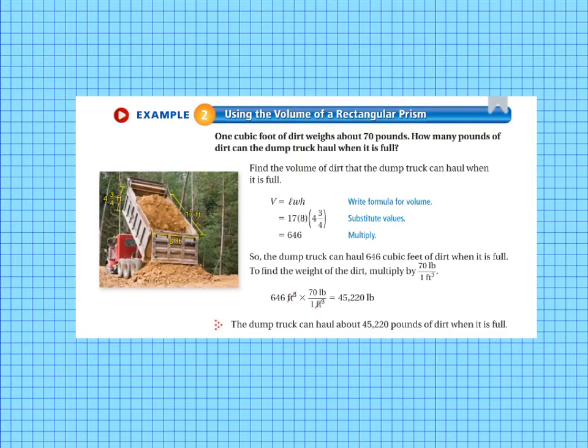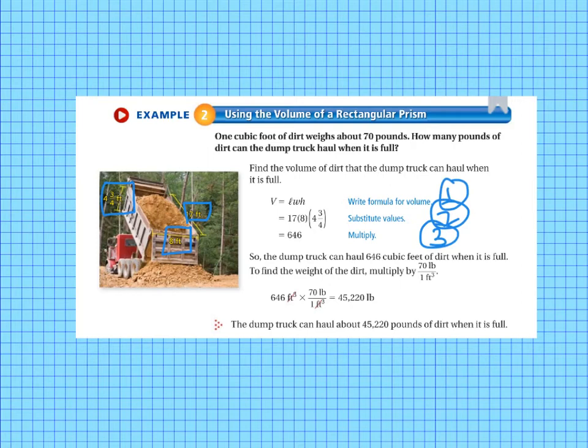So step 1 is we write the formula for volume, which is length times width times height. And then step 2 is we substitute in the values. So when we look at our picture over here, we've got 17 times 8 times 4 3/4. And then step 3 is we multiply, which gives us 646. But we are not done yet because that just tells us the volume of the dirt.